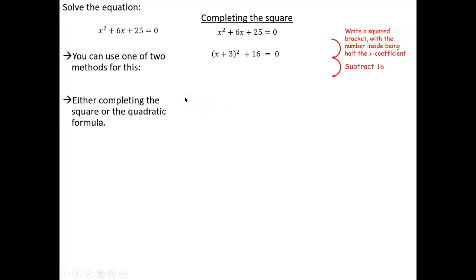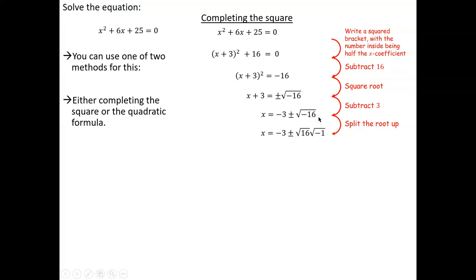Now I can subtract 16 from both sides. Square root both sides, remembering I need to consider the positive and the negative square roots. Subtract 3. Then I can separate the negative and the 16 in my square root, and I can simplify that. So the solutions to this equation are x equals negative 3 plus 4i, x equals negative 3 minus 4i.